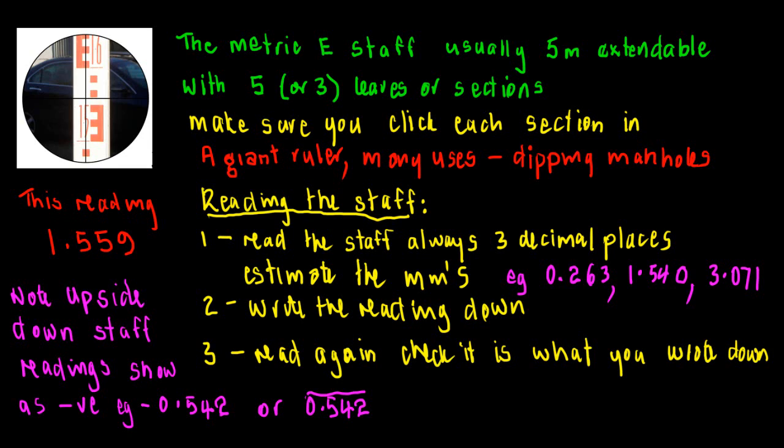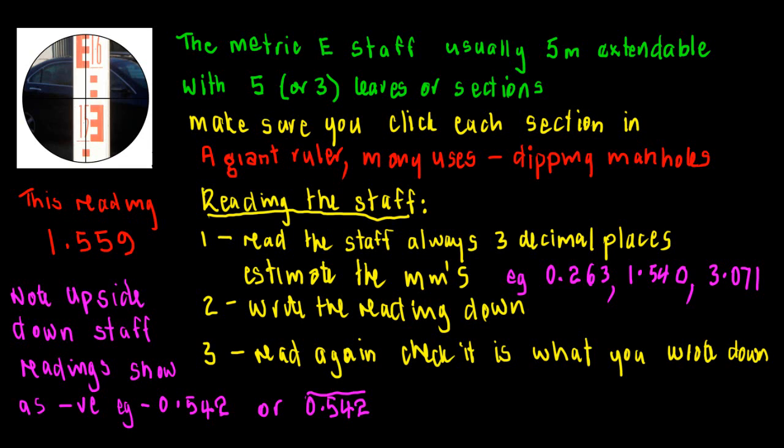1.540. The third 0 indicates that it's exactly on the 40. It's not 541 or not 539. So again, always the 3 decimal places, always at least one number in front of them, although with a 5 meter staff it will always be 1. And then another example there, 3.071. Nothing spectacular there, but just to show always the 3 decimal places.